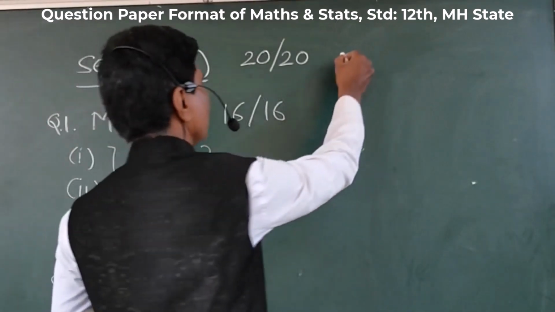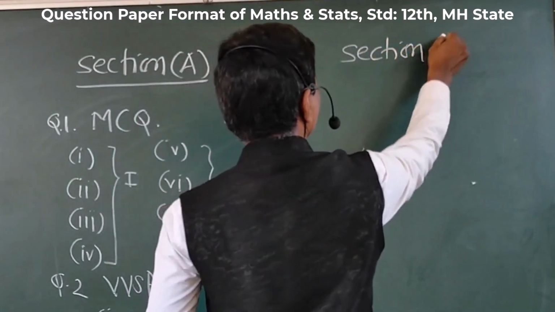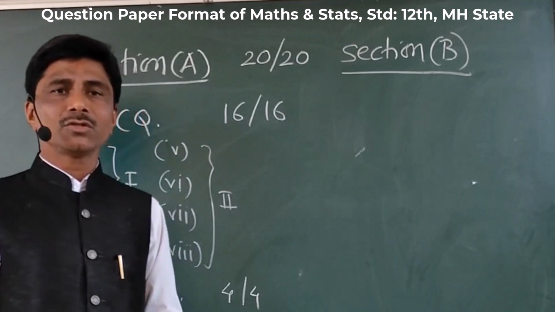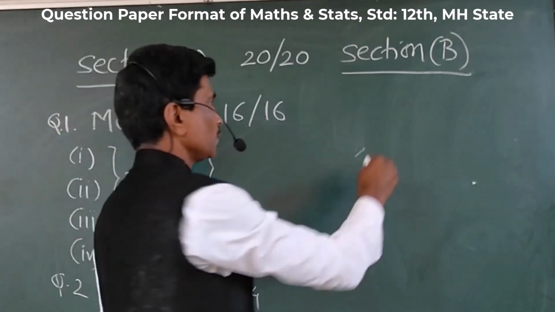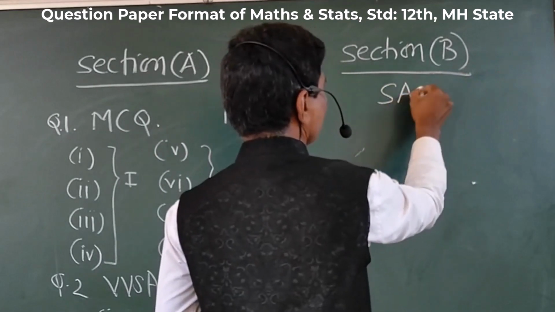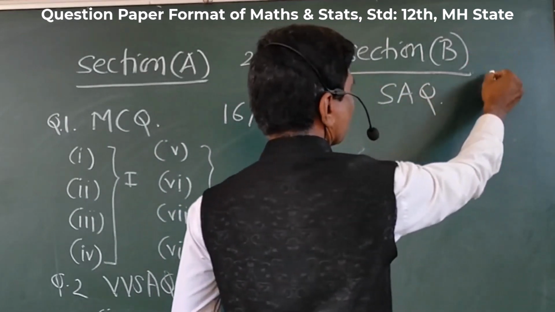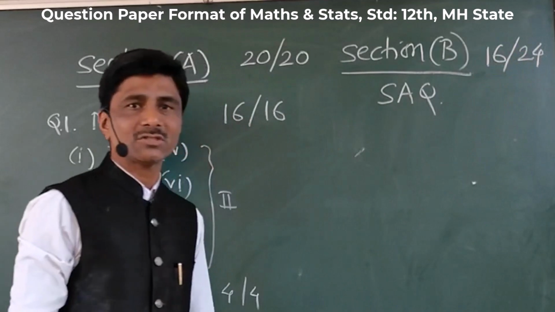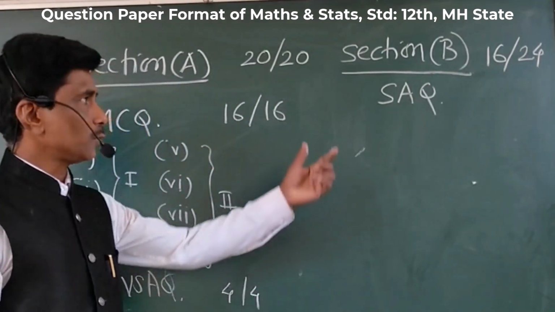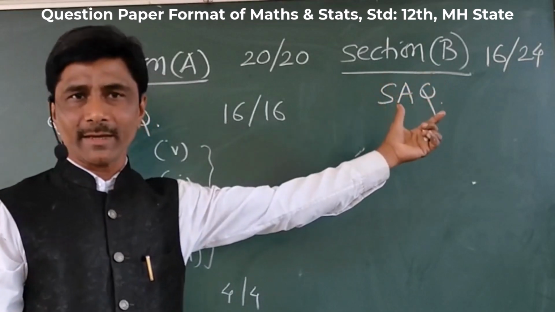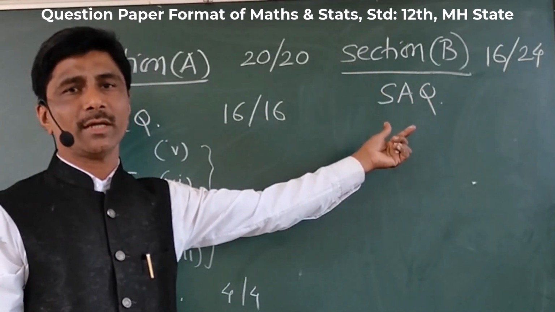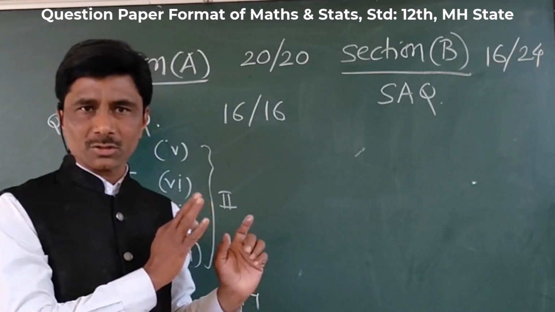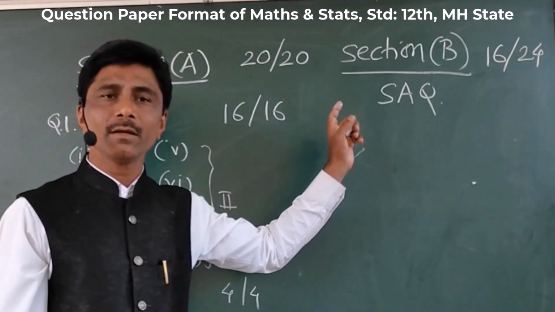Now consider Section B. In this section, the questions are short answer questions, SAQ. In total this section is for 24 marks, out of which you have to solve the questions of 16 marks. So there are 24 marks of questions with options, and out of them you have to solve questions of 16 marks. It means the 24 marks is with options, and we have to solve only the questions of 16 marks. Each question carries 2 marks.